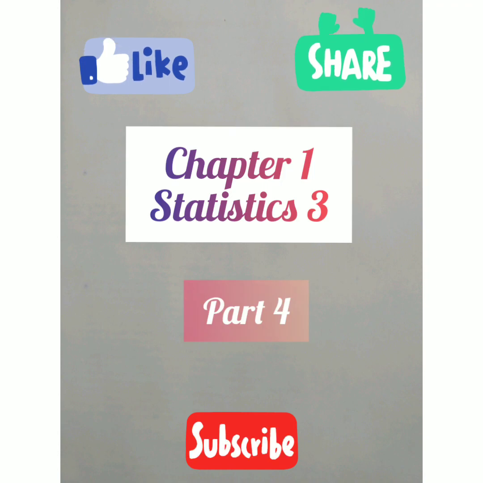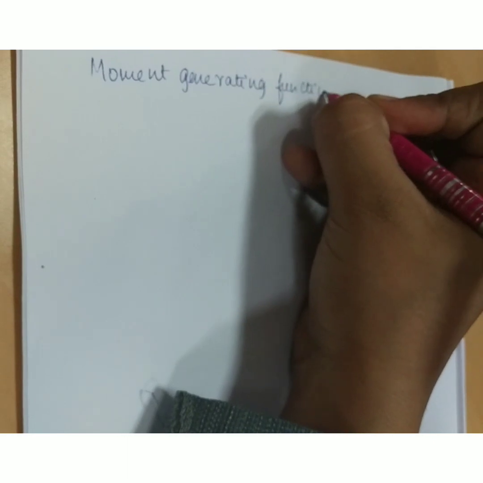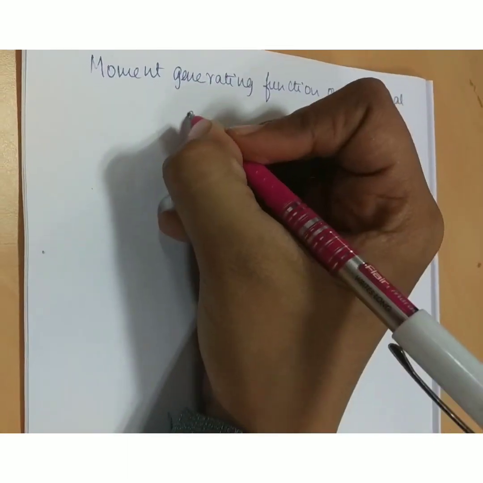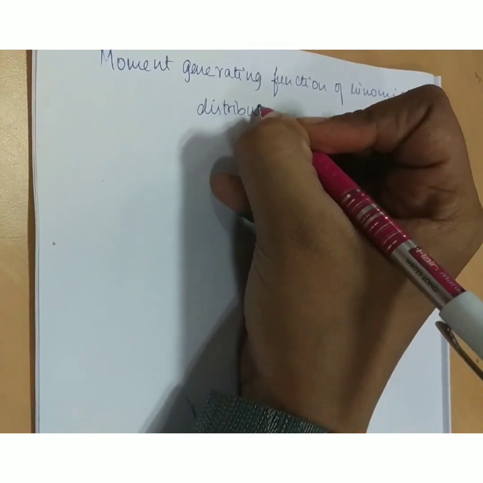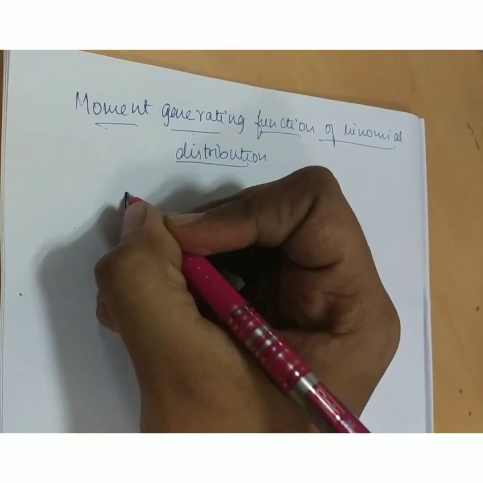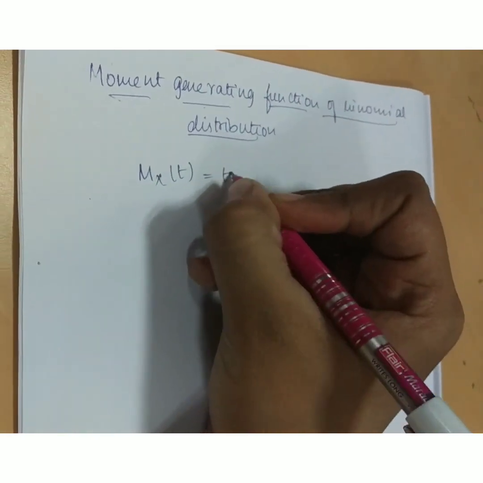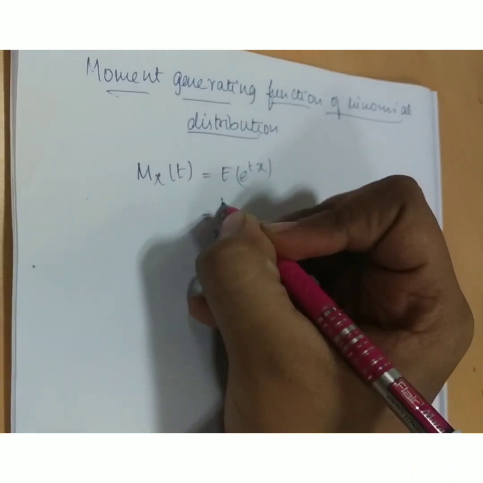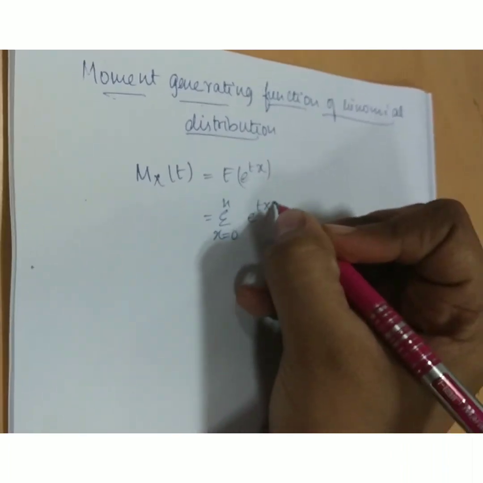Hi friends, in this video we'll be learning about 5 topics under binomial distribution, starting with the moment generating function of a binomial distribution, denoted by M_X(t). The formula for the moment generating function is M_X(t) equals expectation of e^(tX), and that can be written as summation of x equals 0 e^(tx) into p(x).